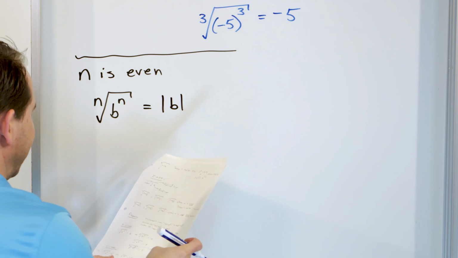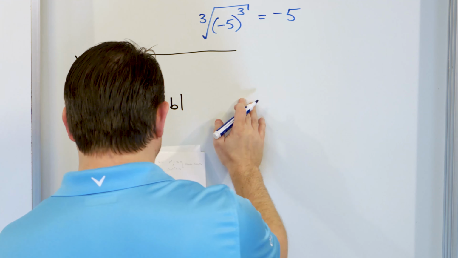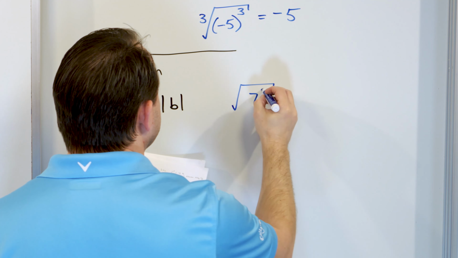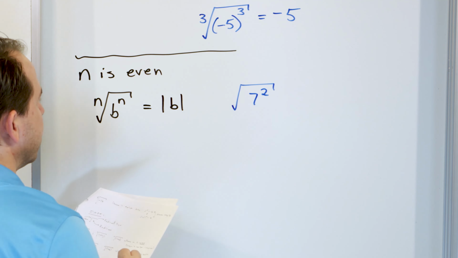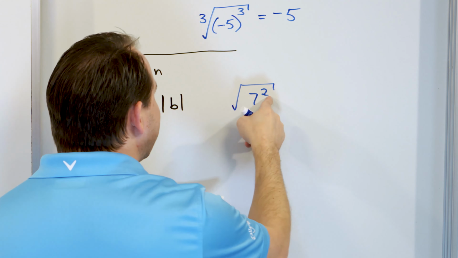But let's do a few more because this is quite confusing the first time you see it. Okay? Let's take an example. What if you have 7 squared, and I'm taking the square root of that. So the square root will cancel with the square.